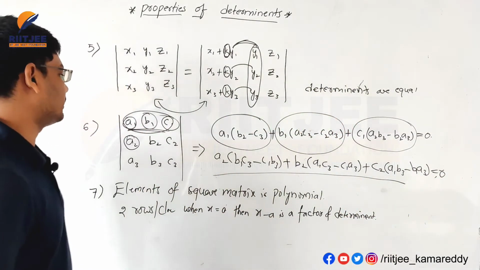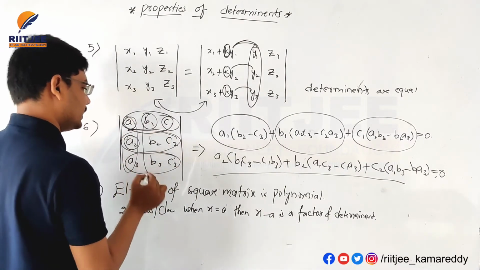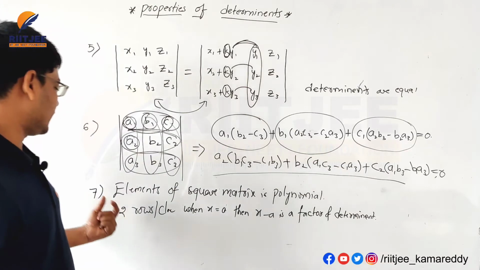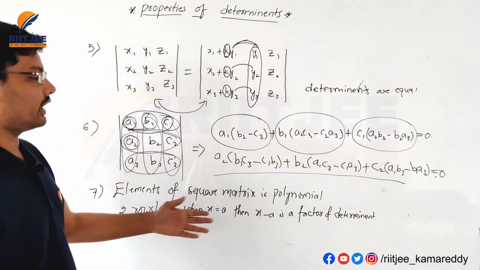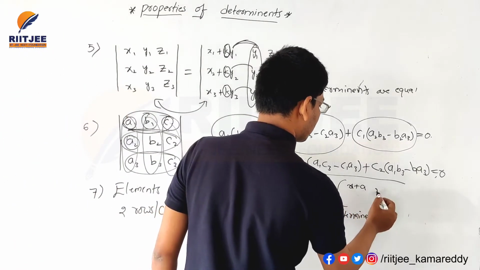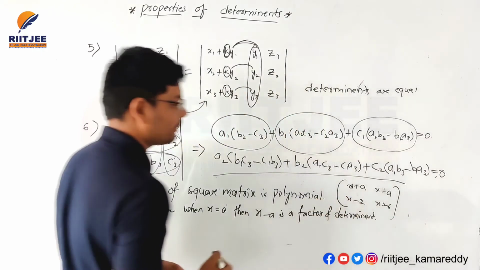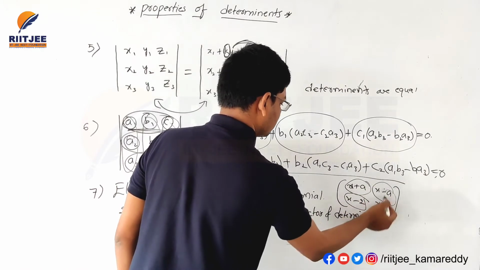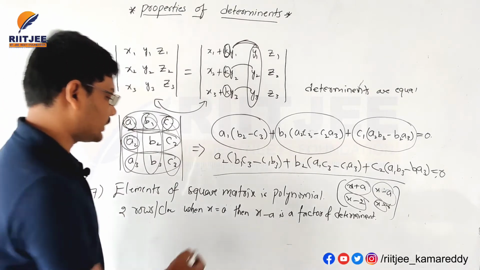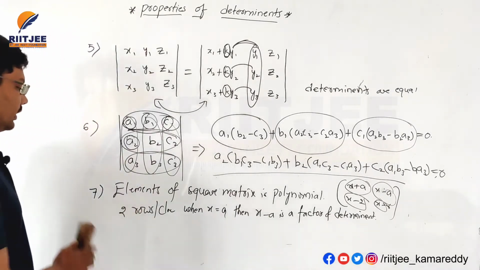In that way similarly you can take R2, R3, C1, C2, C3. Any row, any column gives 0 here. And the seventh property, the elements of a square matrix in a polynomial way. For example, if you take any polynomial x plus a, x minus a, x plus 2, x plus 6, like this polynomial, if elements contain any polynomials here, then any two rows, any two columns are equal when x is equal to a, then x minus a is a factor of the elements here. This is the property here.